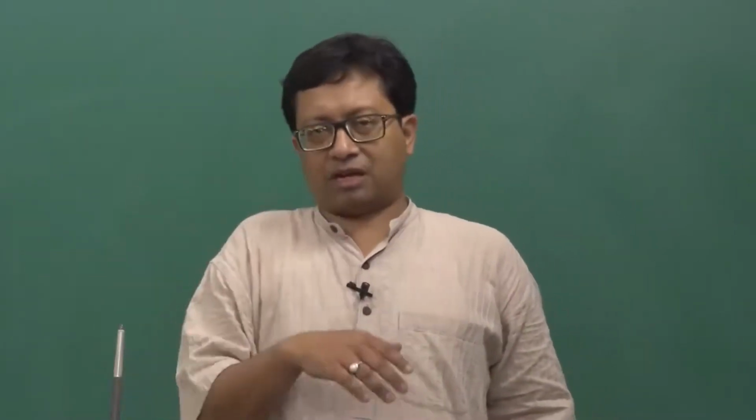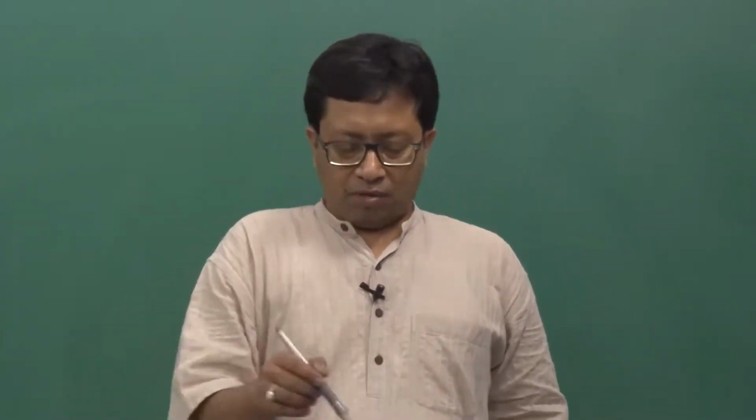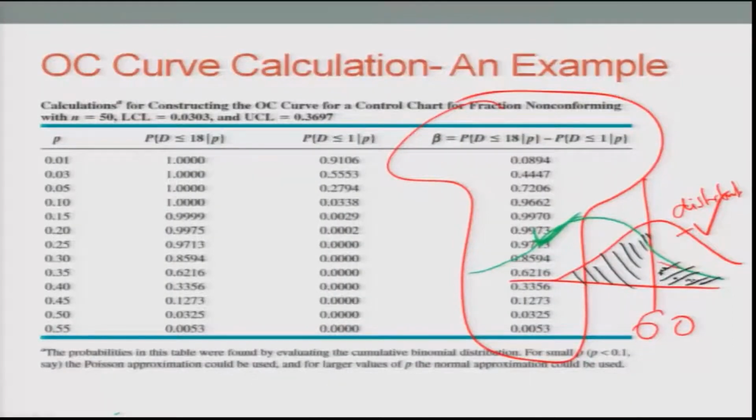Then again coming back to the example, based on, say for example, the proportions P, the probability of D being less than or equal to 18, and the probability of D being less than or equal to 1. So the first case is for the upper control limit, the second one is for the lower control limit. Based on that you find out beta, which is the overall loss, and those lowest probabilities are given as 0.0894, 0.4447 and so on and so forth.